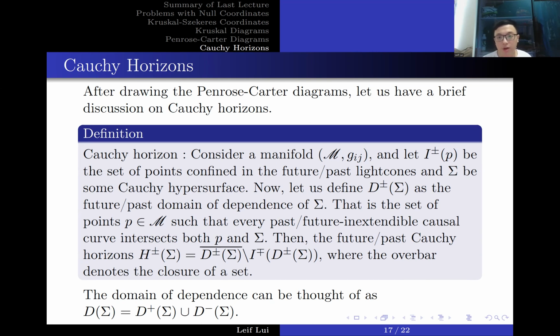So then the future or past Cauchy horizons can be represented by the following equation. This overbar represents the closure of the set, so basically it is the closure of D plus or minus, excluding the points within the past or future light cones within this domain of dependence. And the total domain of dependence can be thought of as the union between the past and future domain of dependence.